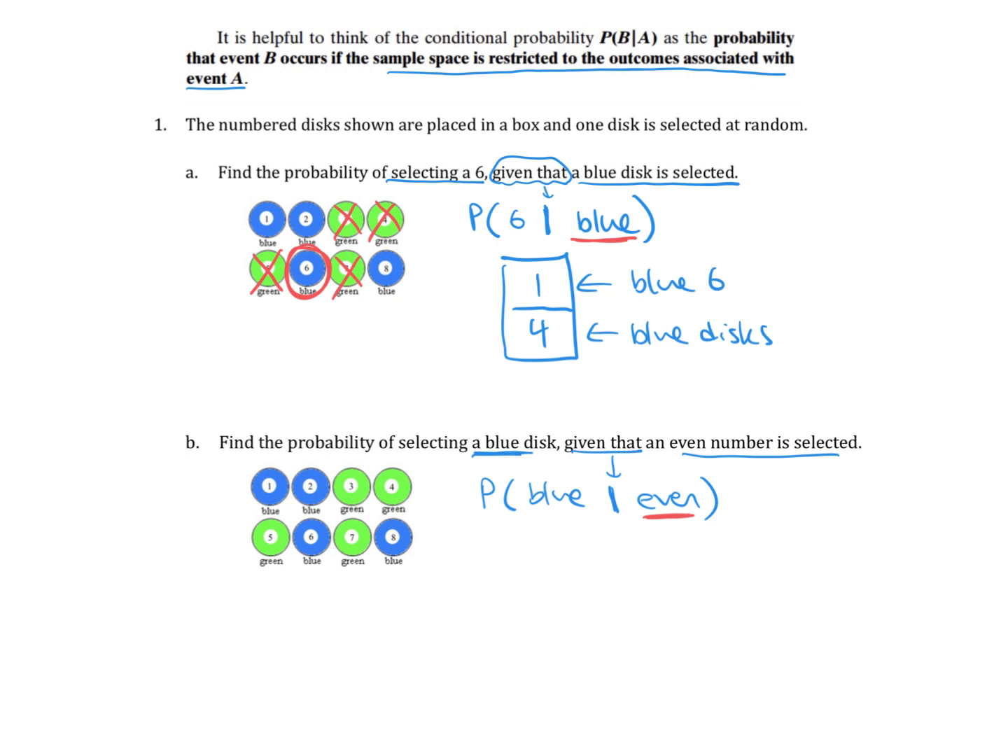So I'm going to remove all the odds. So I remove 1, 3, 5, and 7 because they're odd. And I'm only looking at the evens. And now out of the evens that are left, how many are blue? Well, there are 1, 2, 3 blues out of 4 evens. So my answer is going to be 3 out of 4. The bottom is the number of evens. The top are the blue evens. And that would be our answer.